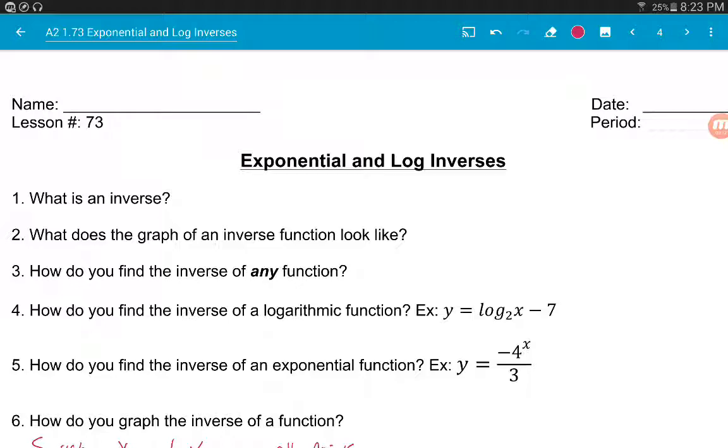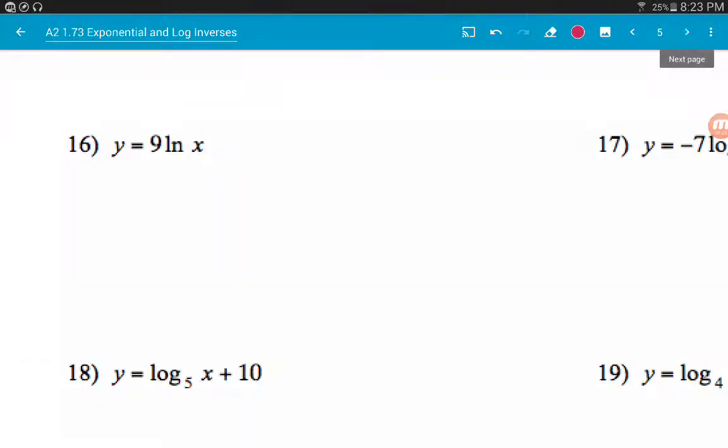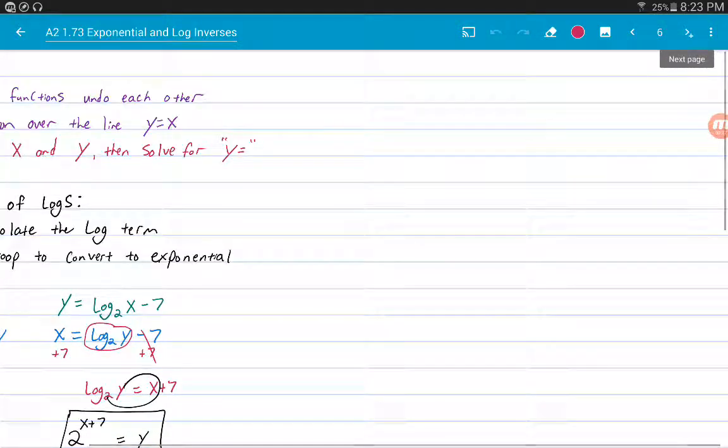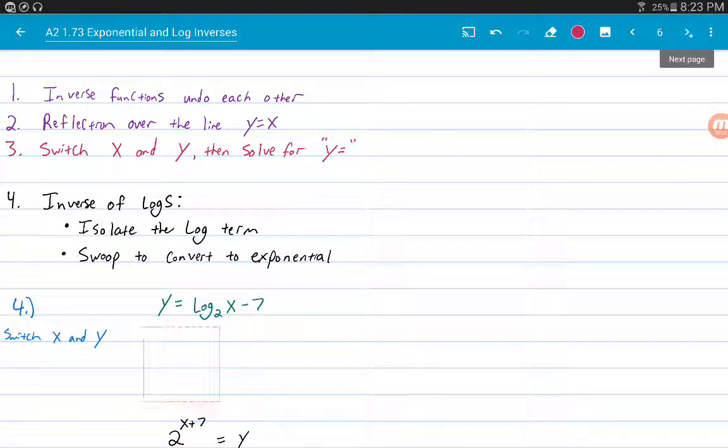Now we have some notes to go through first. What is an inverse? What does the graph of an inverse function look like? And how do you find the inverse of any function? And then we'll go through two examples. Okay, I want to do the examples in full.